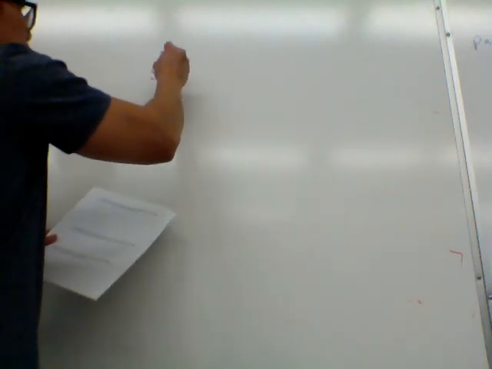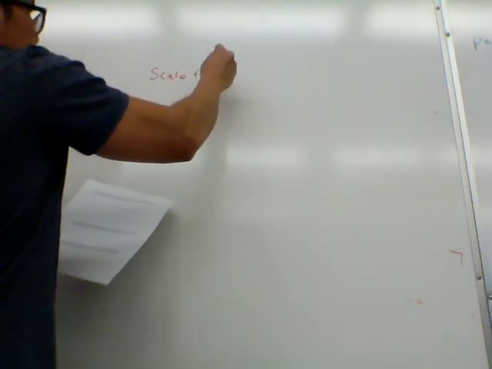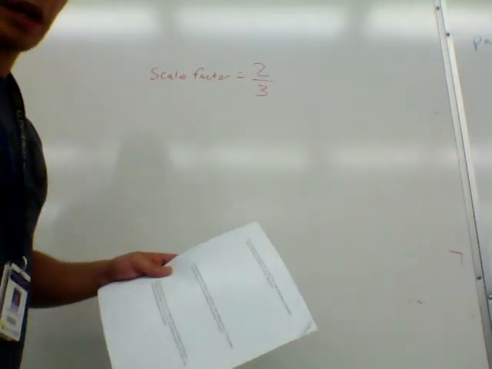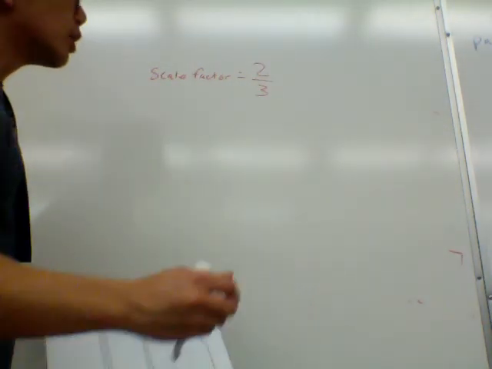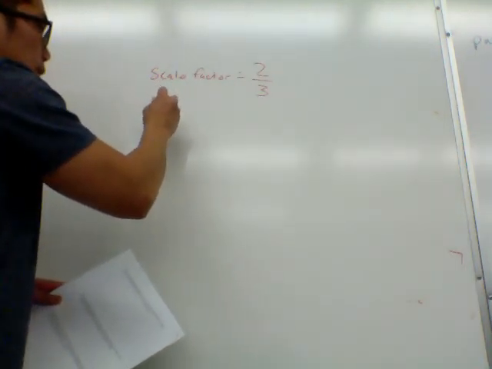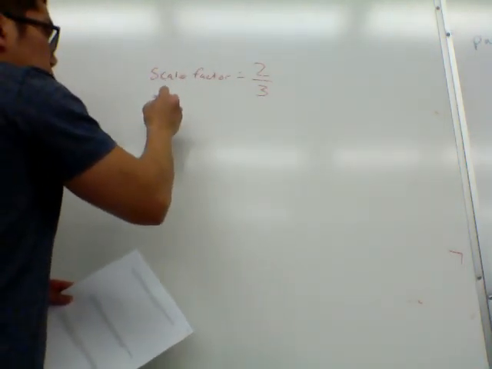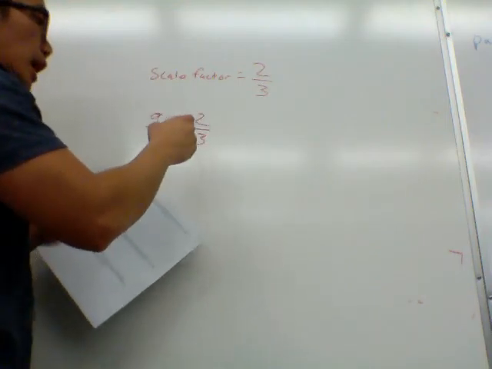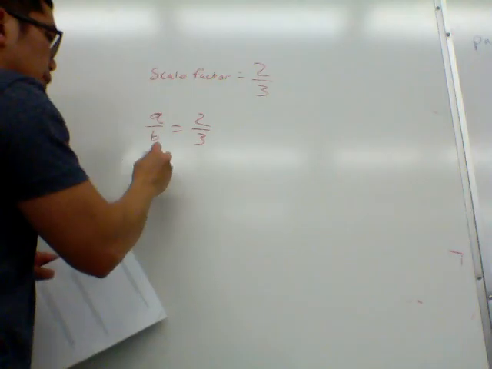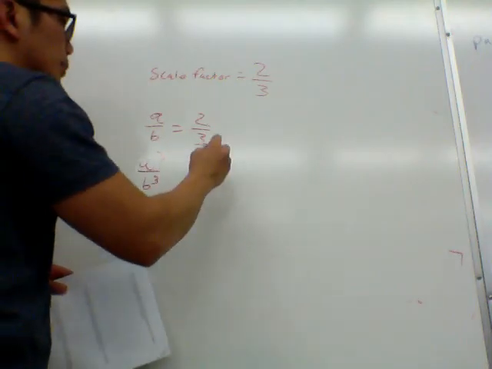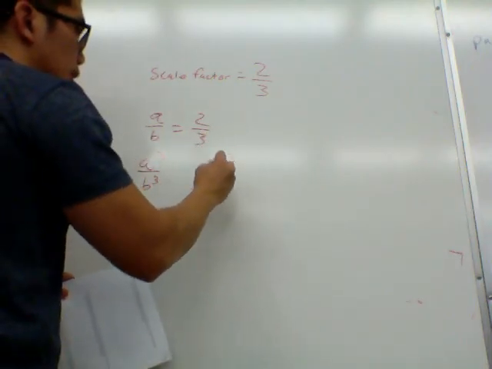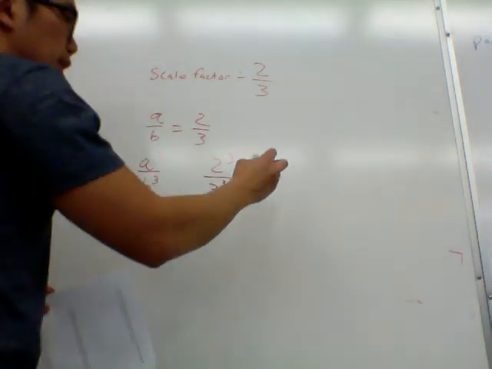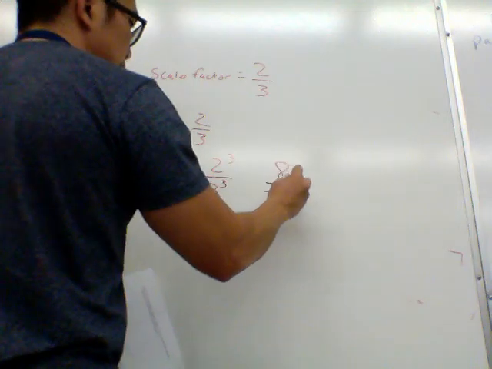So my scale factor is 2 to 3. But I know I'm comparing volumes here. So my scale factor, A over B, is equal to 2 over 3. But remember, since we're doing volumes, I need A cubed over B cubed. And A cubed over B cubed is 2 to the third over 3 to the third, which is 8 over 27.